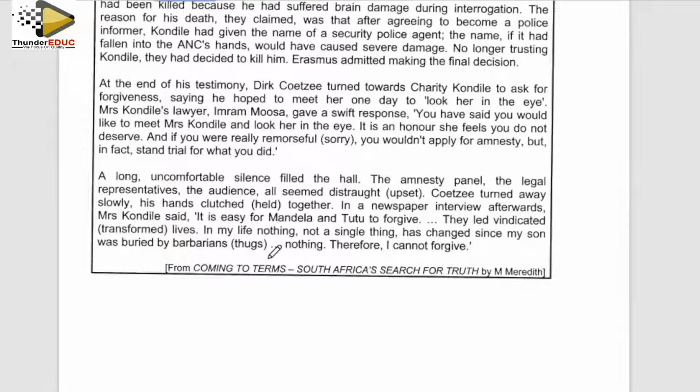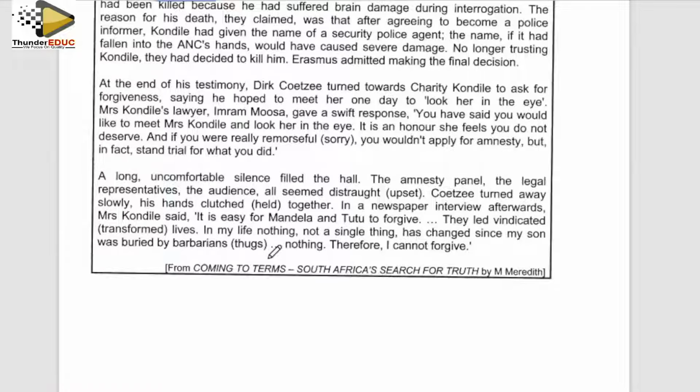Kosi turned away slowly, his hands clutched, held together. In a newspaper interview afterwards, Miss Kondile said, it is easy for Mandela and Tutu to forgive. They led vindicated or transformed lives. In my life, nothing, not a single thing has changed since my son was buried by barbarians or thugs. Nothing. Therefore, I cannot forgive.